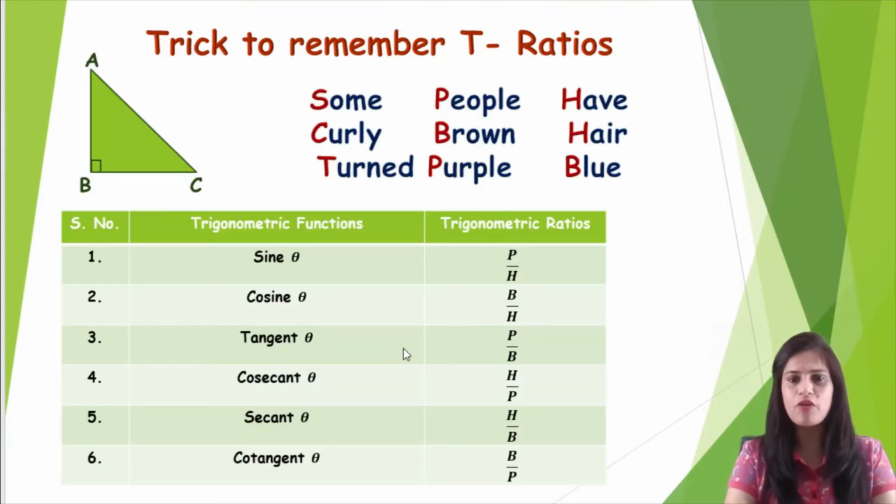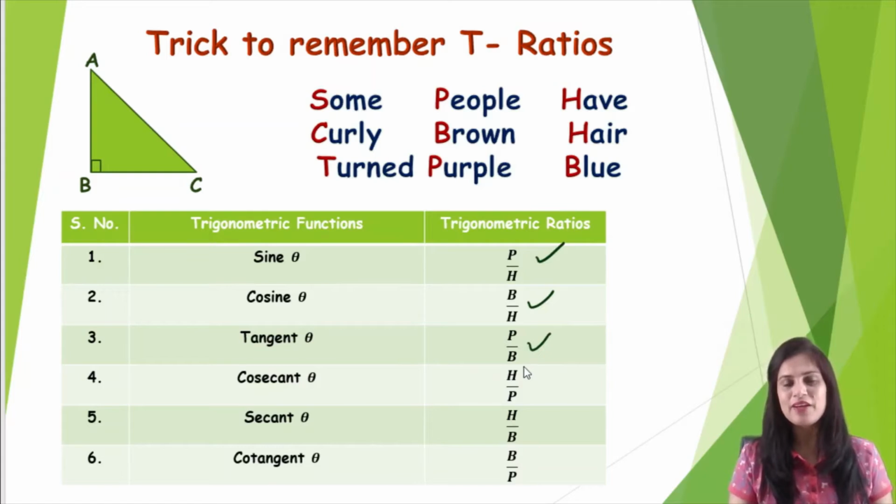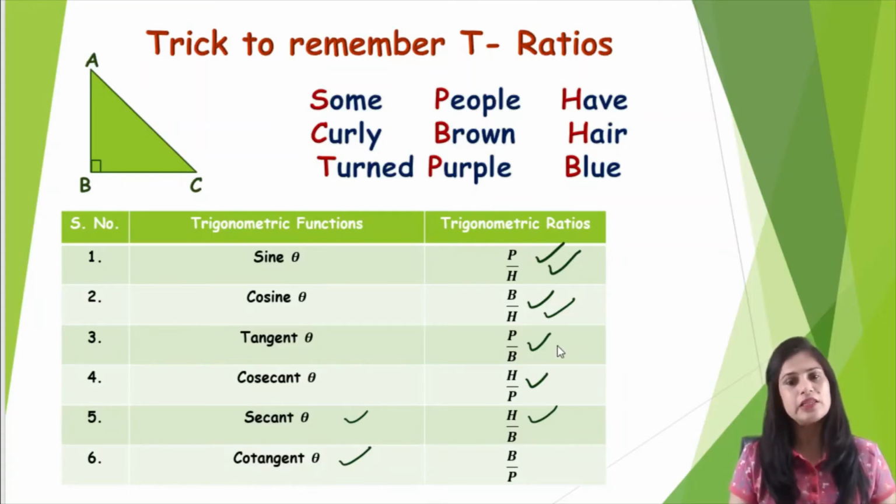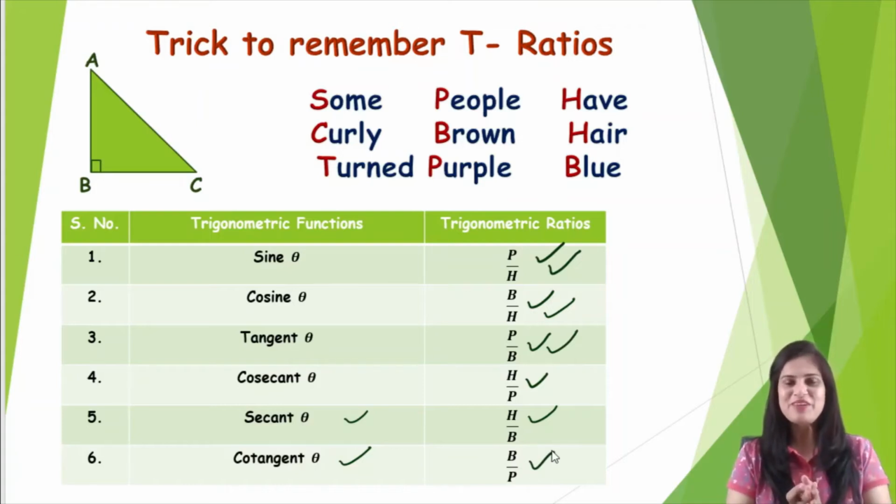So here is the conclusion now. Sine theta, P by H. Some people have curly brown hair, turned purple blue, P by B, right? And cosecant theta is the reciprocal of sine theta. P by H will become H by P. Secant theta is the reciprocal of cos theta. B by H will become H by B. Simple. Cotangent theta is the reciprocal of tan theta. Tan theta is P by B. So it will become B by P. Okay, so here we have got the understanding in a better way.